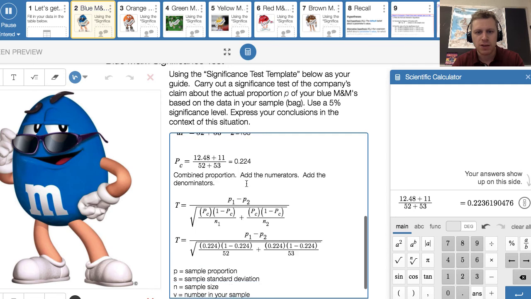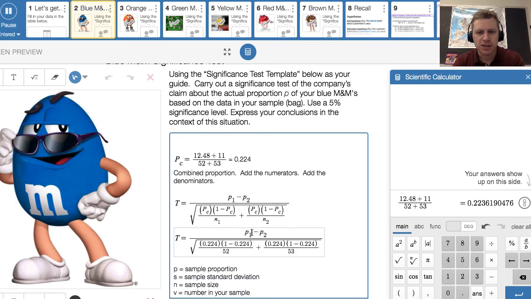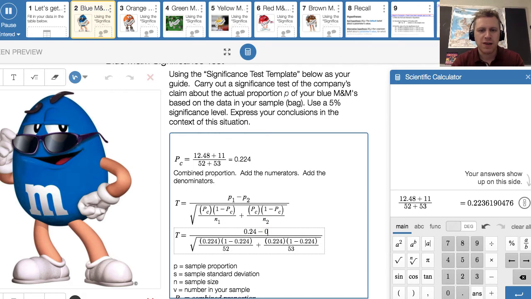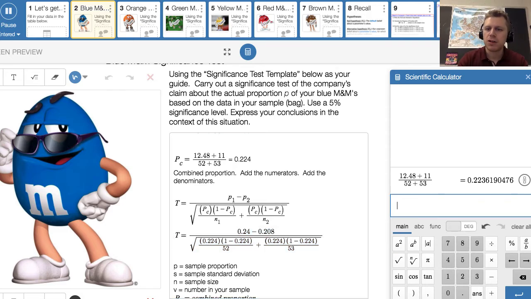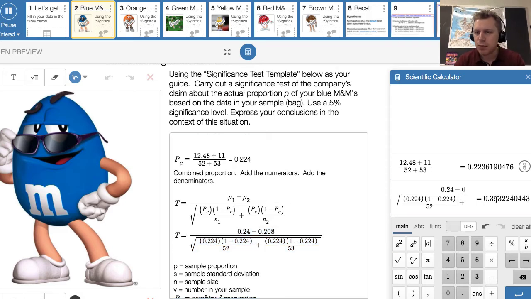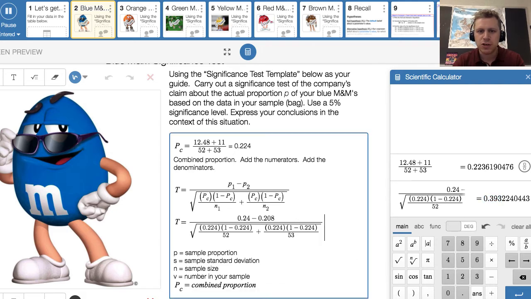We got P1 was what we got on the website. They told us that it should be 24% blue, and here we found that it was more like 0.208 in our sample. Well, great, let's find that t-score. Plug this in, boom, I get 0.393. I'm not going to round it up because it follows by a 2. So our t-score is 0.393.